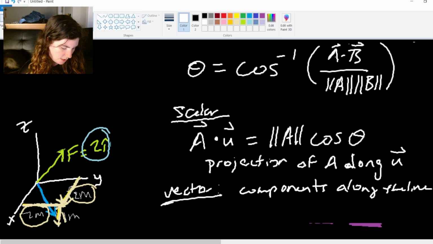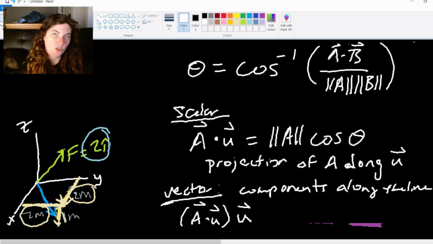And all we do is we take that dot product, A dot U, and we multiply it back by the unit vector. All we're doing is multiplying it back out by the unit vector. This will give us it in component. So this is a really great cheat sheet for using the dot product to find the angles and find the components along.